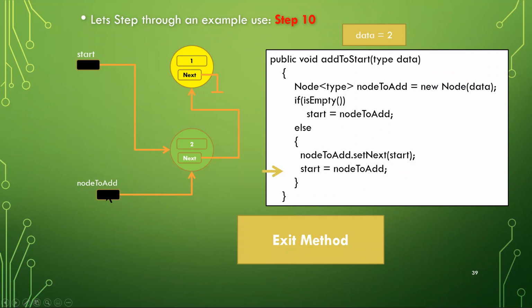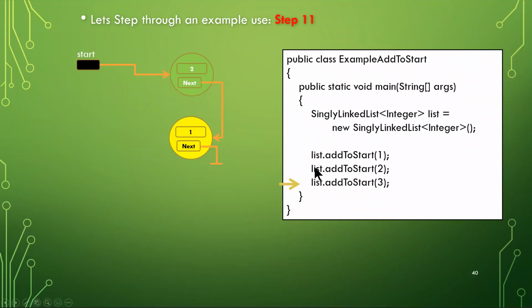Once again, node to add is local, so it'll disappear. Start is okay because it's an instance variable and will exist as long as the object exists. And then we're left with this structure after the second call. And you can kind of see where this is going to go for the third one.